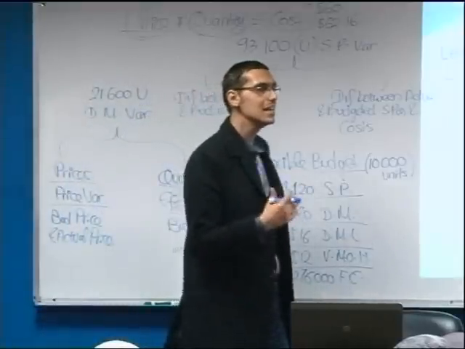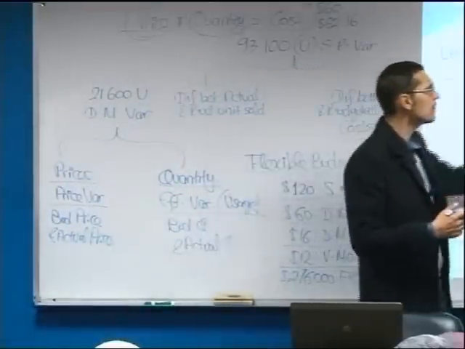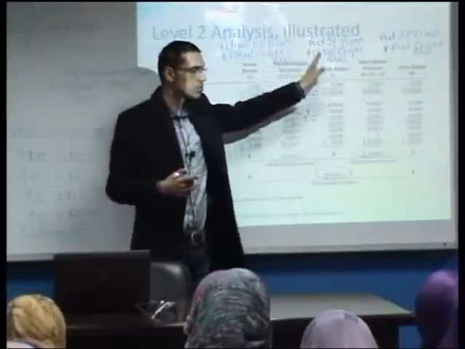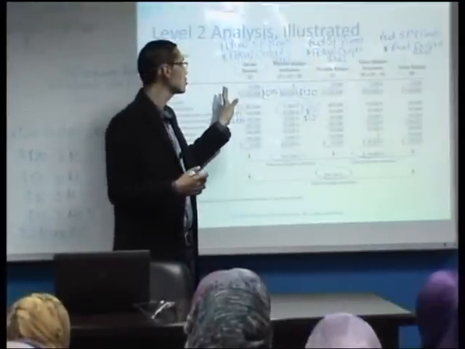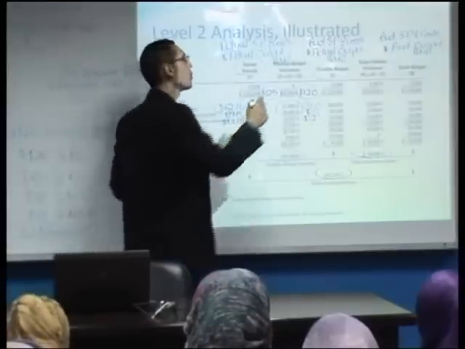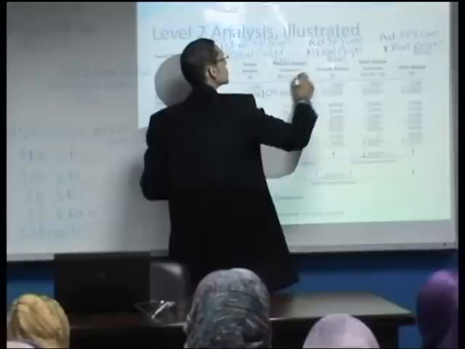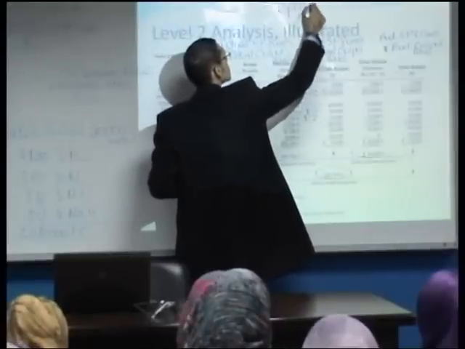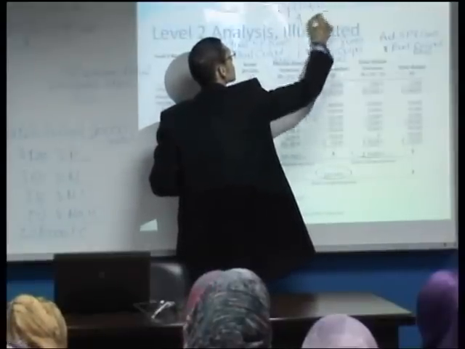So as we can see here, the flexible budget variances, which are calculated, of course, by the comparison between the flexible budget and the actual results, is concerned with the operating processes.